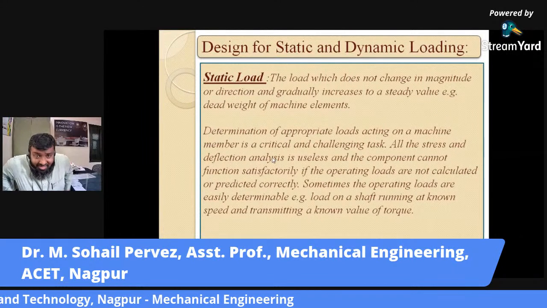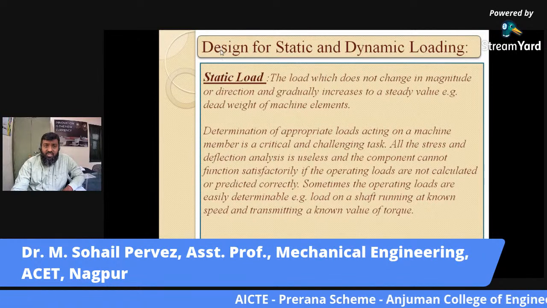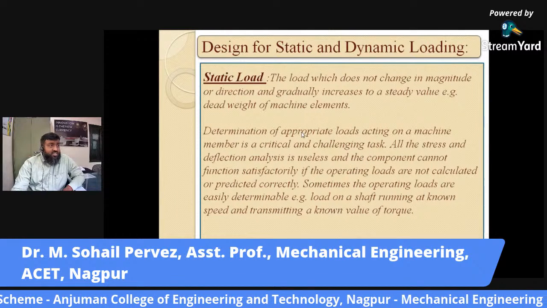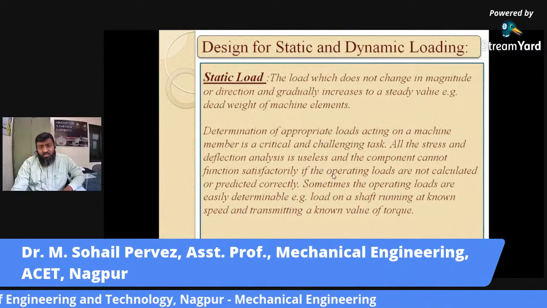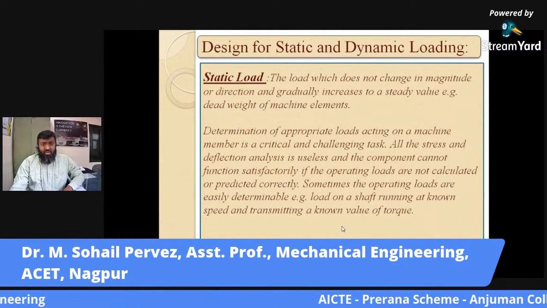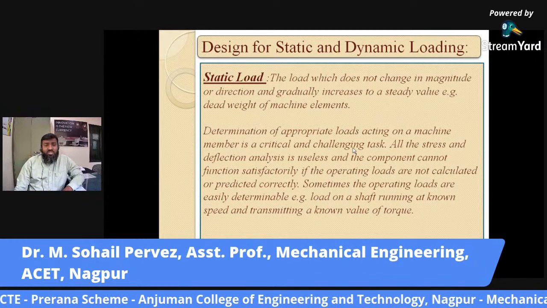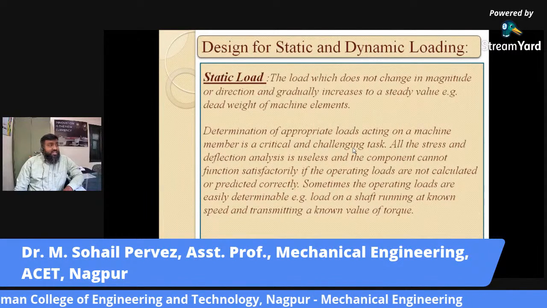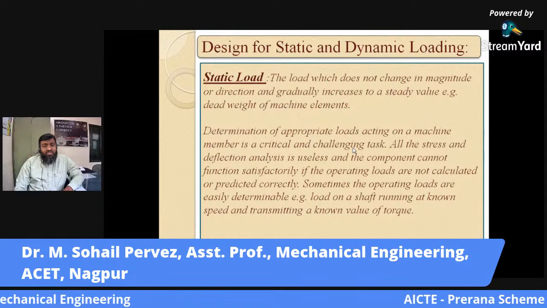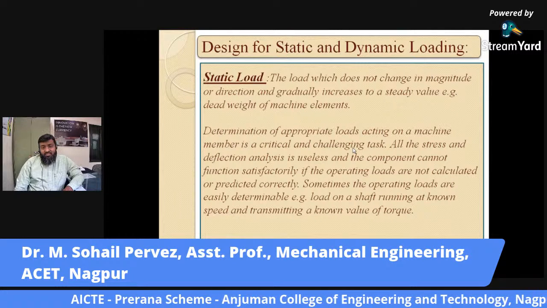Now, why do we require to study the type of loading? Since our subtopic heading for today's lecture is design for static and dynamic loading, why do we expect to study all these things? Because we need to know which type of load is acting on our component which is required to be designed. Determination of appropriate loads acting on a machine member is a critical and challenging task. Why? All the stress and deflection analysis is useless and the component cannot function satisfactorily if the operating loads are not calculated or predicted correctly.